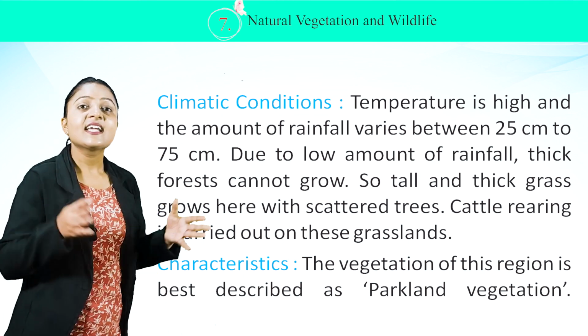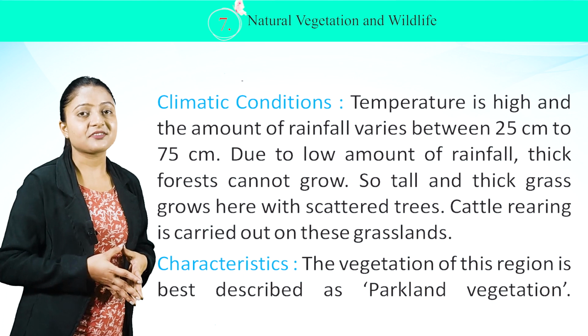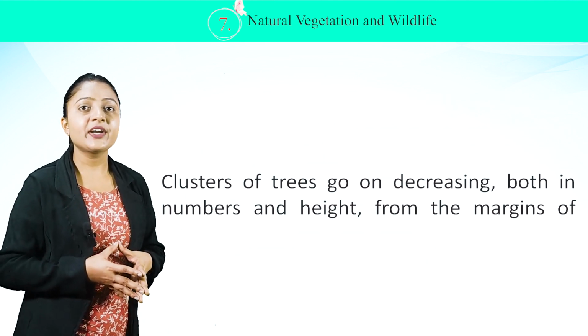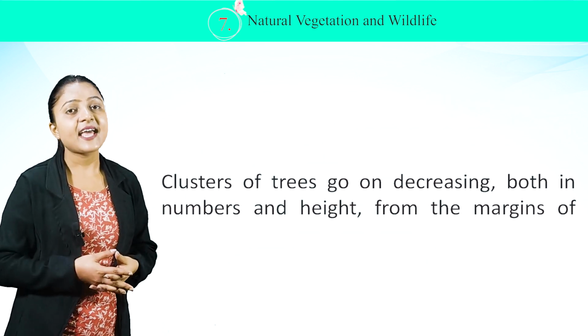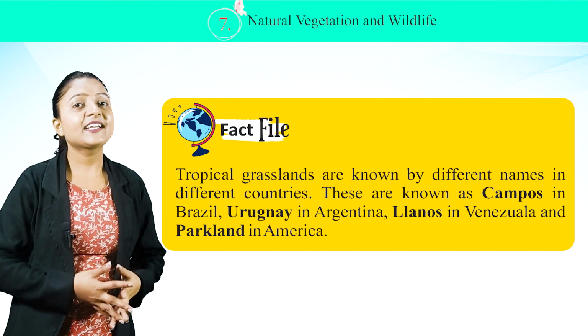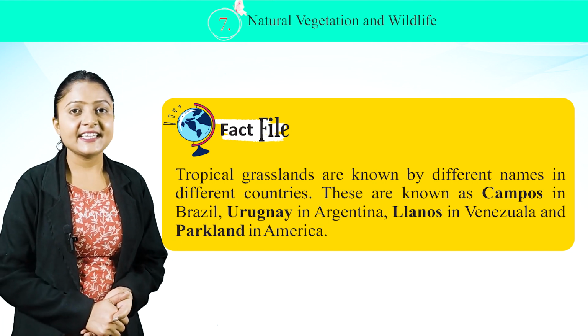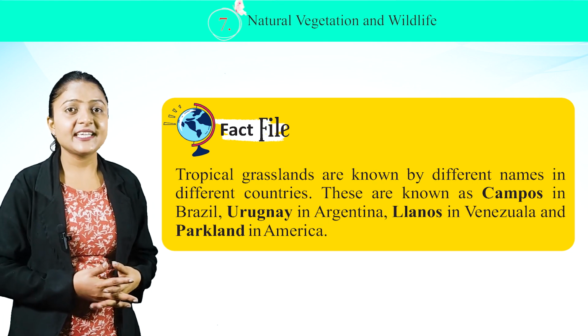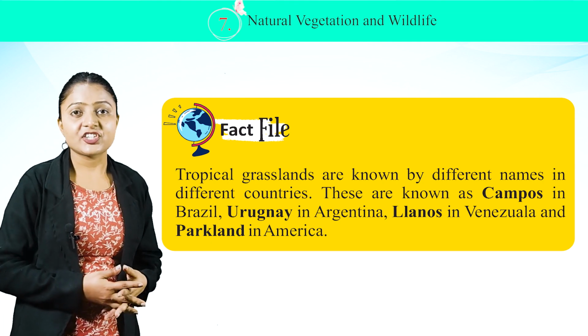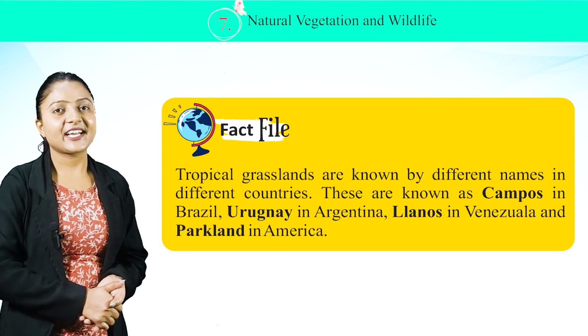Characteristics: the vegetation of this region is best described as parkland vegetation. Clusters of trees go on decreasing, both in numbers and heights, from the margins. Tropical grasslands are known by different names in different countries. These are known as Campos in Brazil and Uruguay, Pampas in Argentina, Llanos in Venezuela, and Parkland in America.